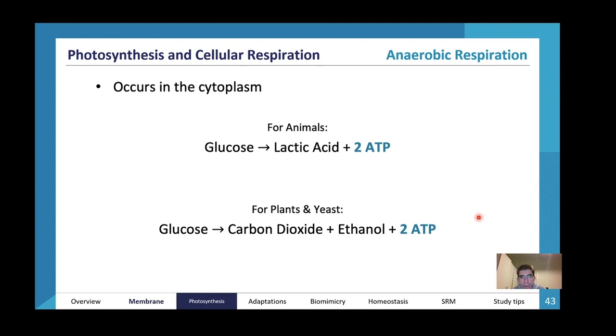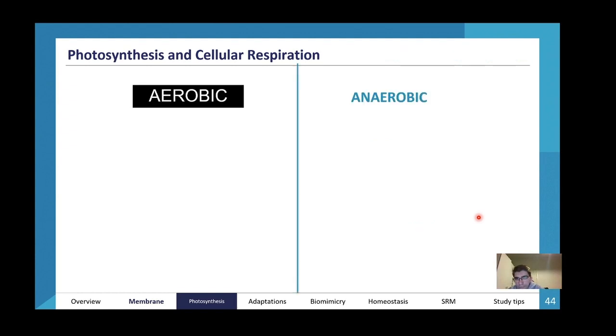For plants and yeast, it will be broken down into carbon dioxide and ethanol, and it will produce 2 ATP. So again, when it comes to anaerobic respiration and the breakdown of glucose, in animals or mammals, it will be broken down into lactic acid and 2 ATP, whereas for plants, it will be broken down into carbon dioxide, ethanol, and 2 ATP. You can think about the fermentation of yeast, right?